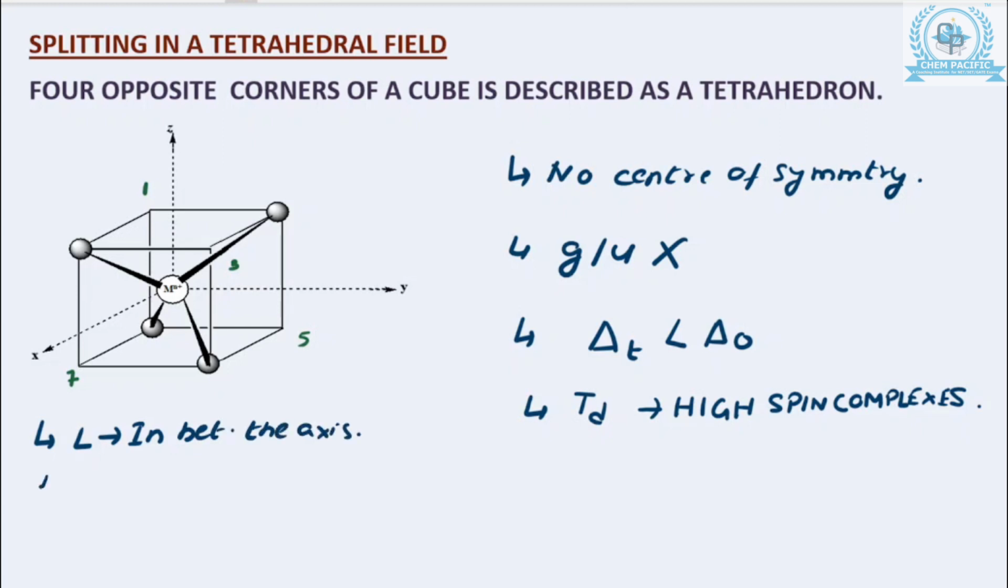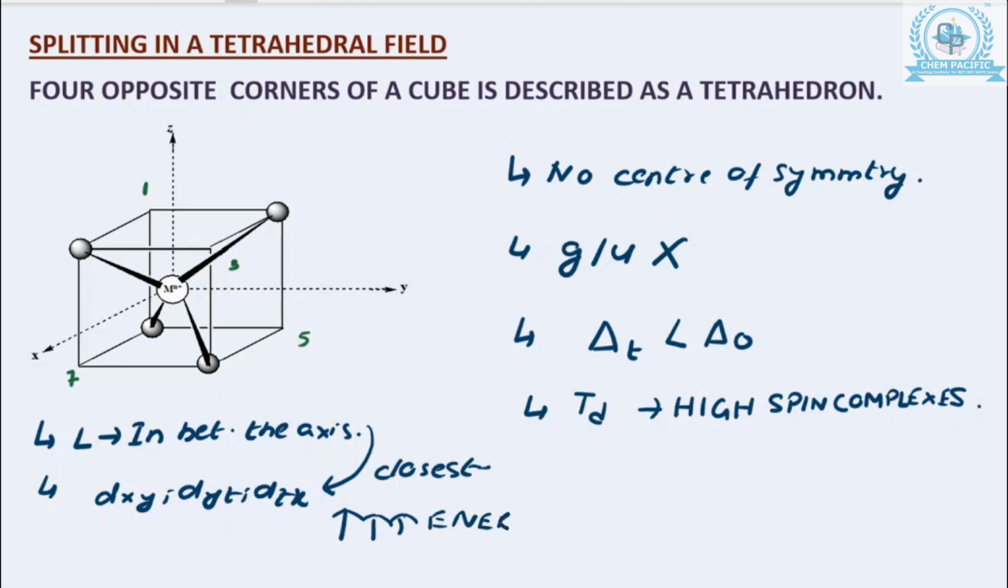That is why the orbitals which are in between the axis, that is dxy, dyz and dzx, are now closest to the approach of the ligand, and that is why the energy of these orbitals in this case will now become high. Clear? The energy of these orbitals will now become quite high. Now at the same time, since the orbitals dx² minus y² and dz² are now along the axis and they are experiencing very less repulsion, that is why they are stabilized and their energy will become low.